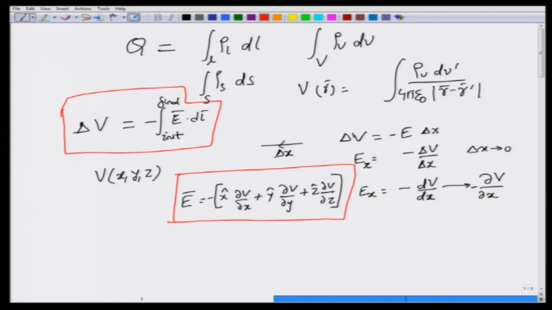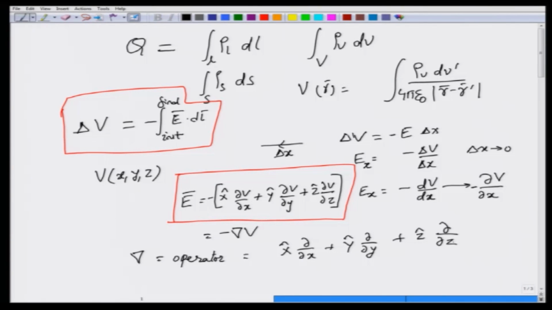The quantity sitting on the right hand side is more commonly expressed as minus gradient V, where gradient is an operator. Gradient is an operator which is defined as x hat del by del x plus y hat del by del y plus z hat del by del z. Why am I saying that del is an operator? Because del by itself, if I write it like this, has no meaning.